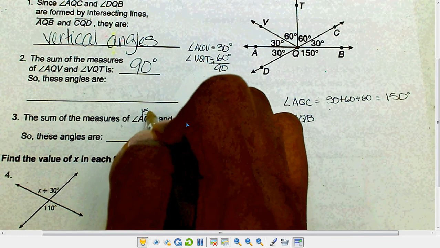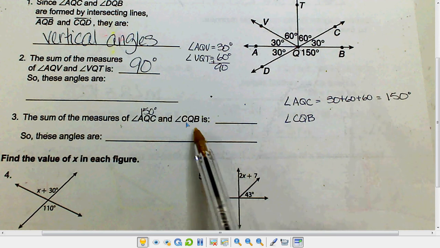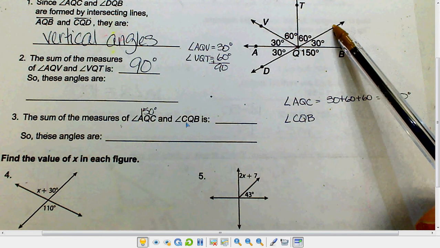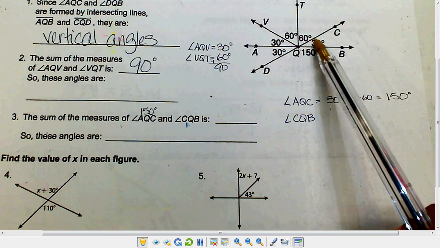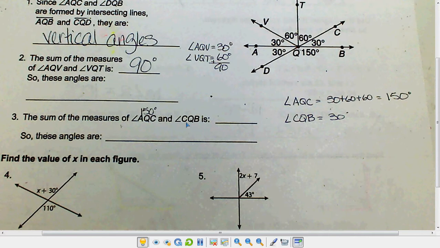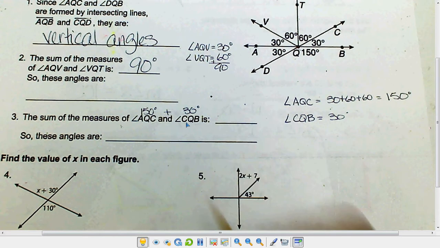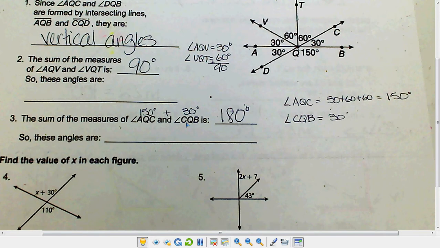And we can even write that right up top there. That's also a good thing to do. Okay, CQB. Put your pencil on C, trace it to Q, now trace to B. So you see that was only one little single angle, and sitting inside there we have 30 degrees. So since CQB is 30 degrees, when I put those together, I end up with 180 degrees. So these angles are what type of angles? Fill in that blank, and we'll see if you're right tomorrow.